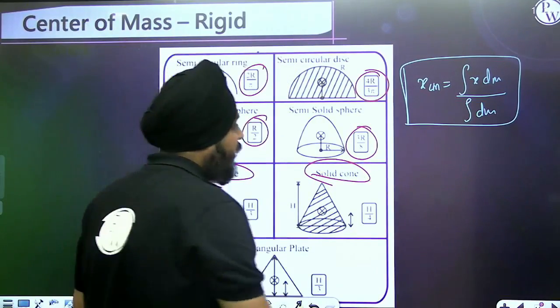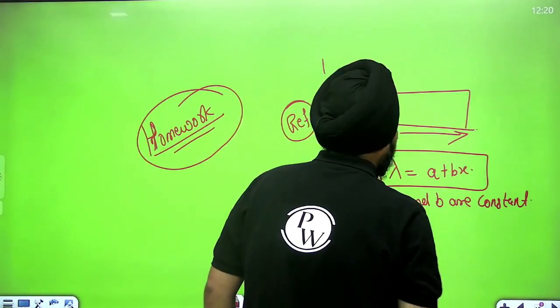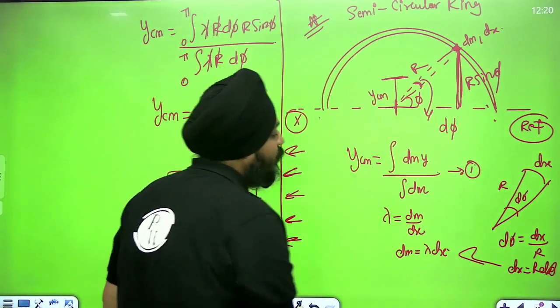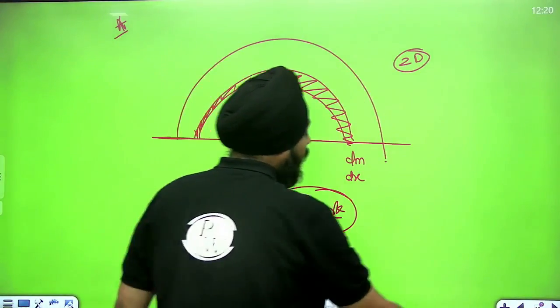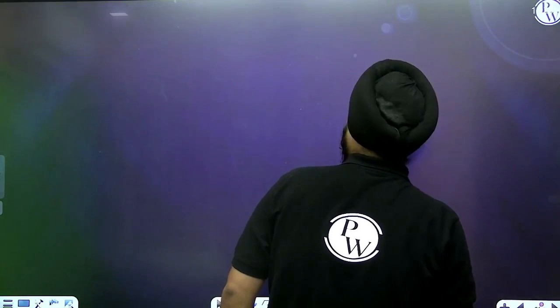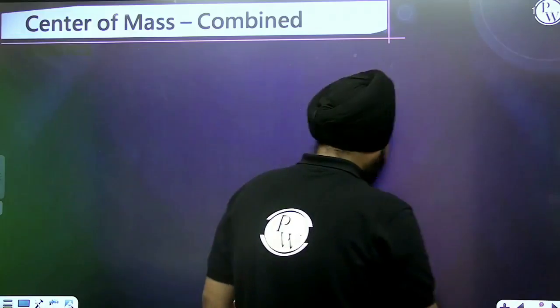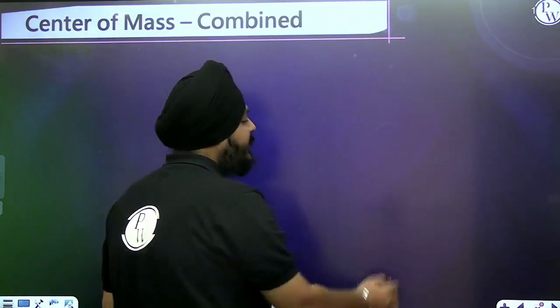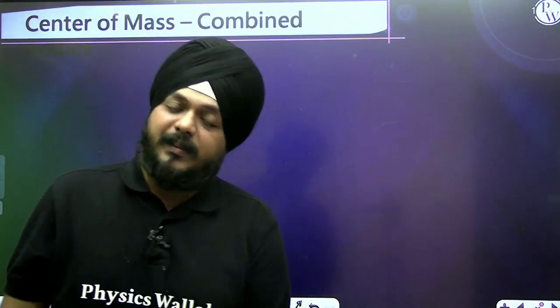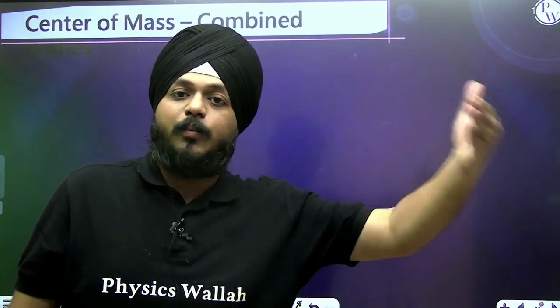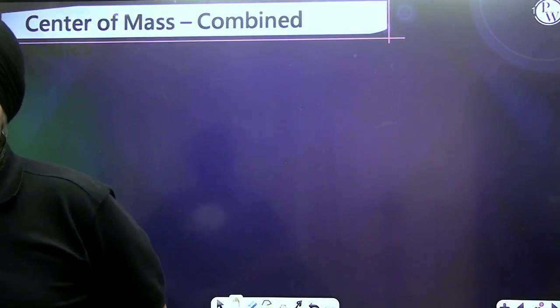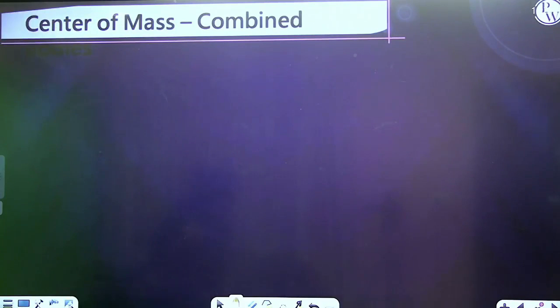Now let's move on to the next topic, and that is how to locate the center of mass for combined bodies. Now see, from the fundamentals of the center of mass, only two things are remaining: the center of mass for combined bodies, and the center of mass for bodies with cavities. We are going to discuss these directly in the form of sums, because now you are aware of what the sums are actually all about.